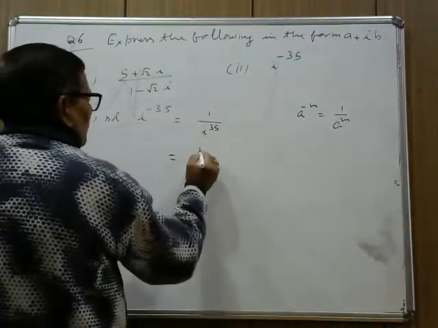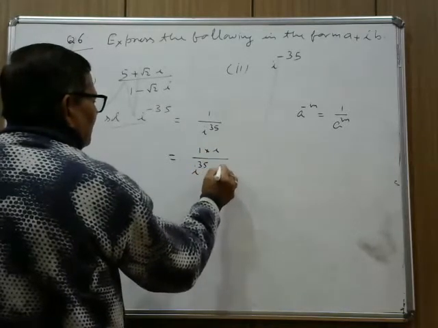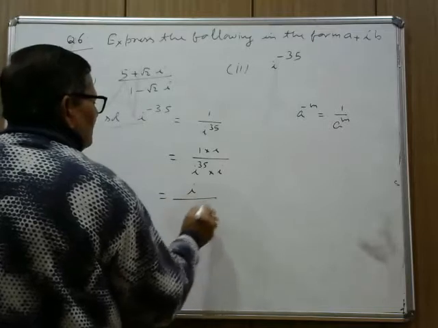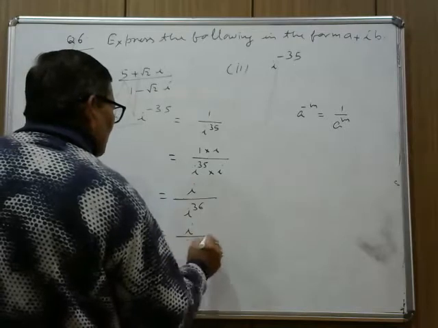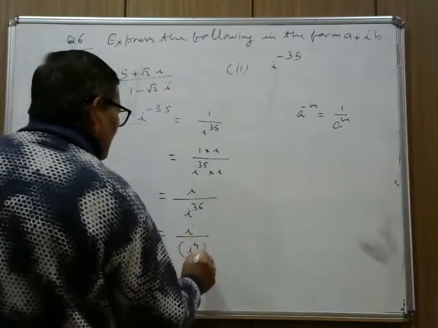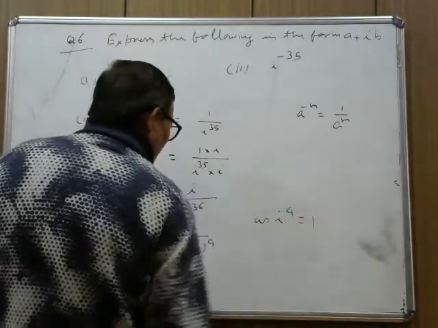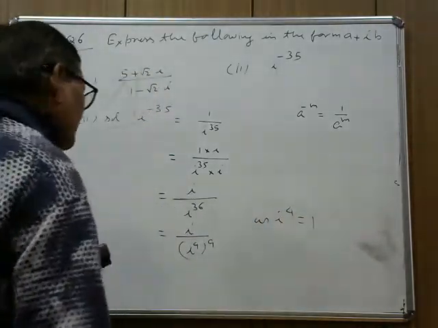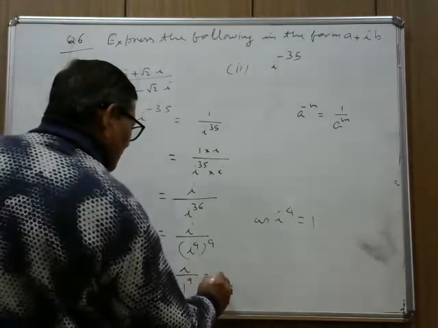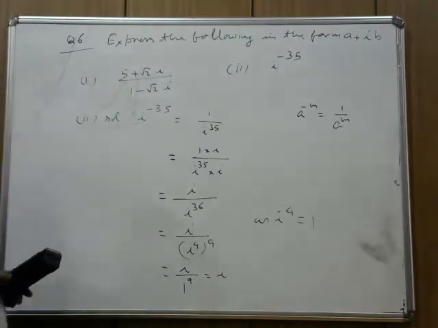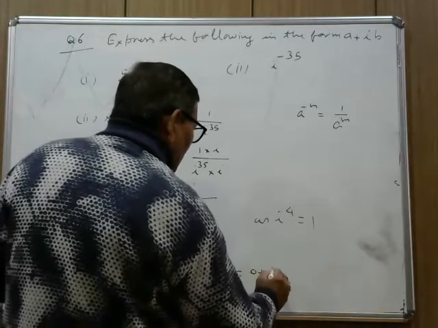So that is equal to 1 multiplied by i upon i to the power 35 into i. That equals i upon i to the power 36. That equals i upon i to the power 4 to the power 9. As i to the power 4 is 1, you have seen in the simplification of power of i. So you can write this as i upon 1 to the power 9. 1 to the power 9 is 1. So it is equal to i. And you can write this as 0 plus i into 1.